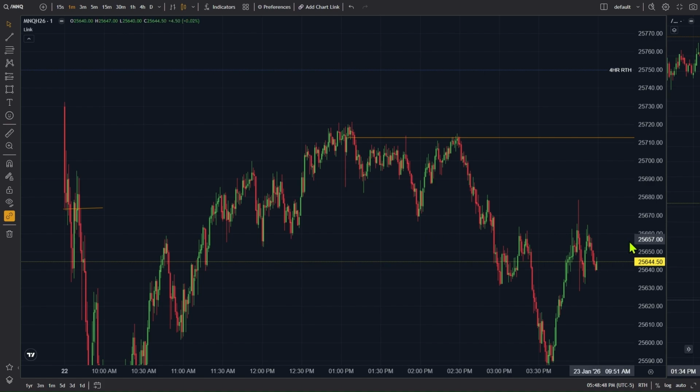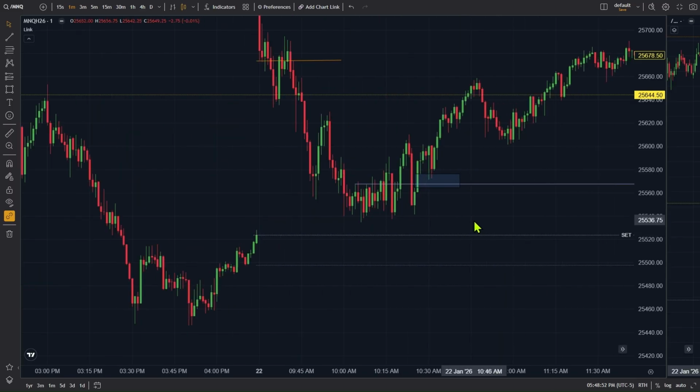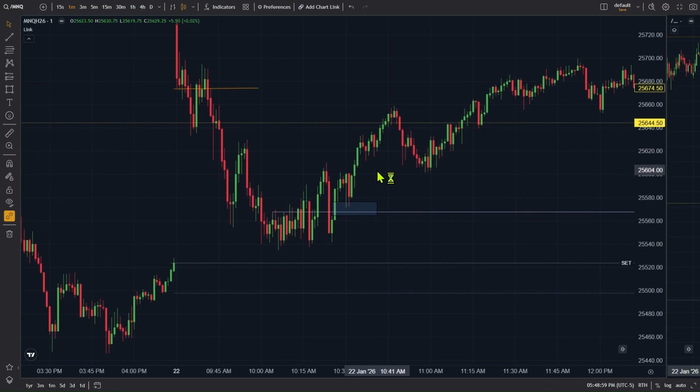Now, down here, I thought settlement was going to get tagged for sure, but we tried several times. And then finally we pulled away. So that's all we want. That's all the down we want.